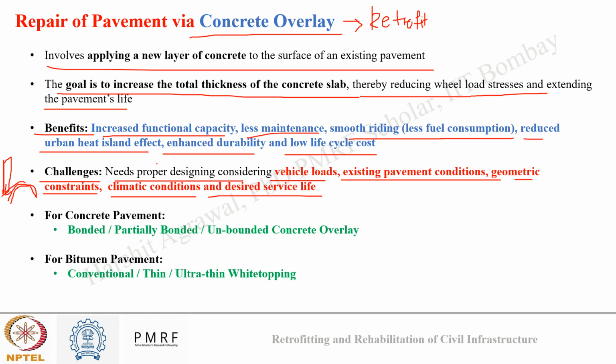Now, for concrete pavement, the concrete overlay can be of different types. They can be bonded, partially bonded, or unbonded concrete overlay. While for bituminous pavement, we have conventional whitetopping, thin whitetopping, and ultra-thin whitetopping, which are used as a concrete overlay.